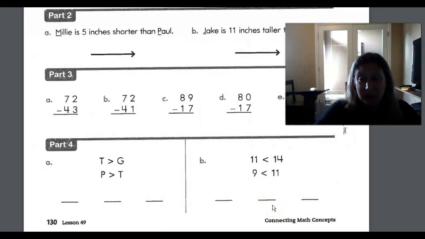Going on to B, what are you going to put in the middle? 11. And then what does it say is the small number? So here's 11. What is it saying about 11? It's saying 11 is less than 14. So if 11 is less than 14, where's 14 going to go? 14 is going to be the bigger number, right? So the bigger number, 11 is the middle number, and the small number would be the 9, right? Okay.